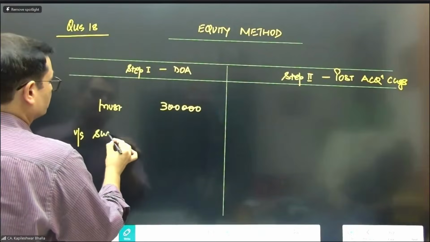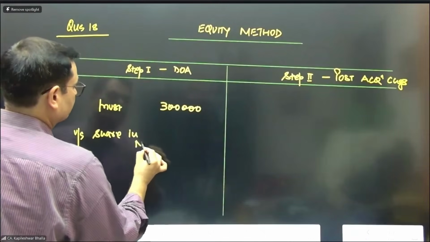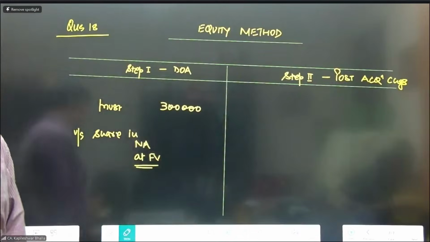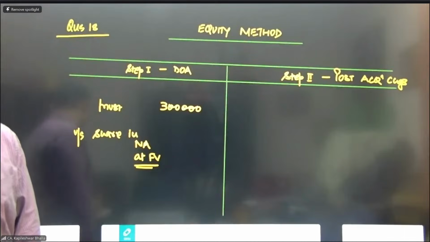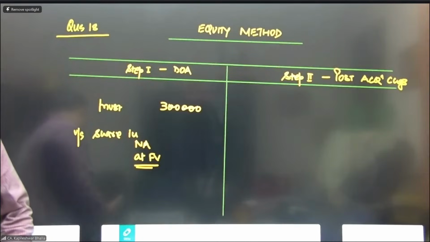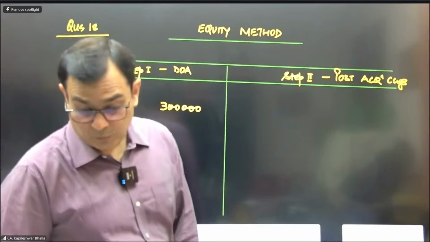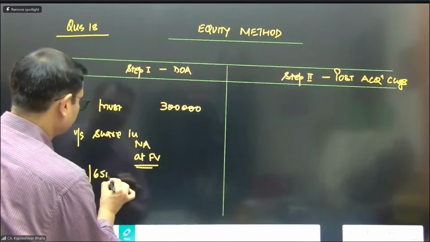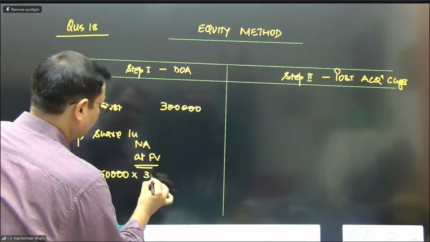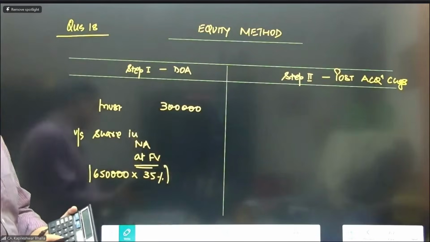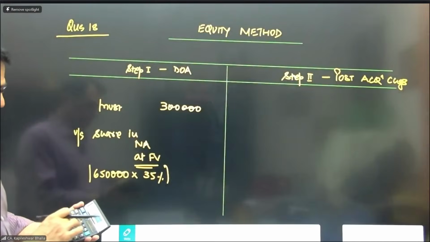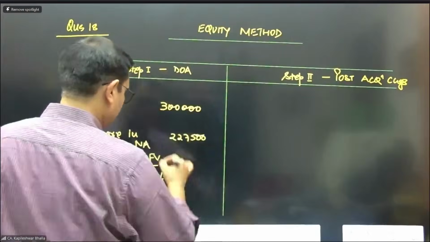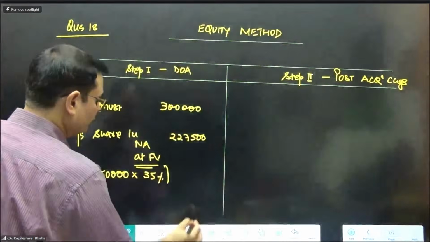We compare this with the share in net assets at fair value. That's important. Then we need to consider the share in the net assets at fair value for this purpose. So we are given the fair value of the net assets is 6 lakh 50, and we've got a 35% stake in this company. So if I take 650 into 35%, that's 227,500.